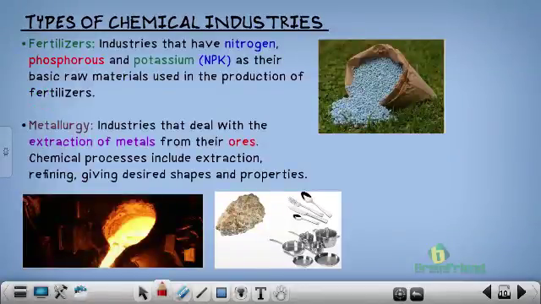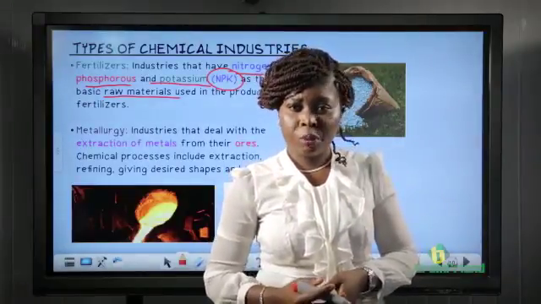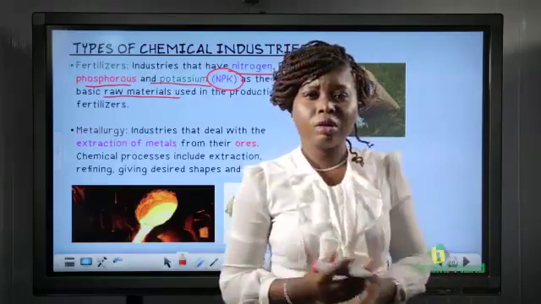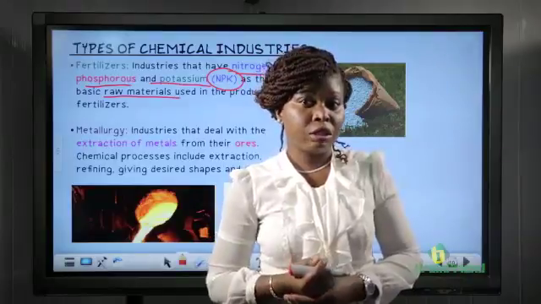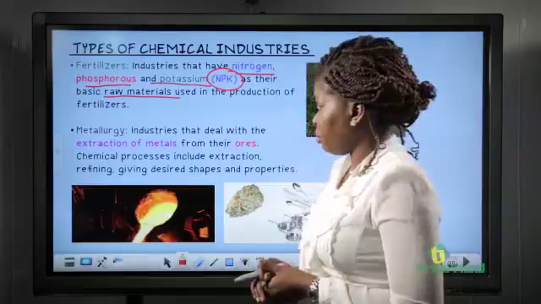Fertilizers. Fertilizer industries make use of raw materials such as nitrogen, phosphorus, and potassium, popularly known as NPK, as their basic raw materials in the production of fertilizers. And we know what fertilizers are used for. Farmers use them to increase crop yield and also to improve the value of the crops. Also, there are other raw materials that are available in this industry, such as boron, zinc, copper, etc.